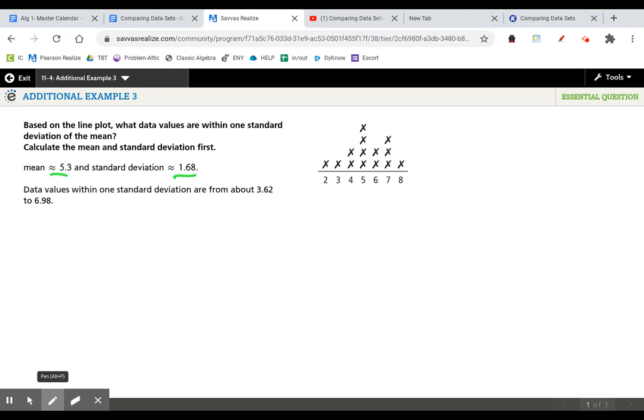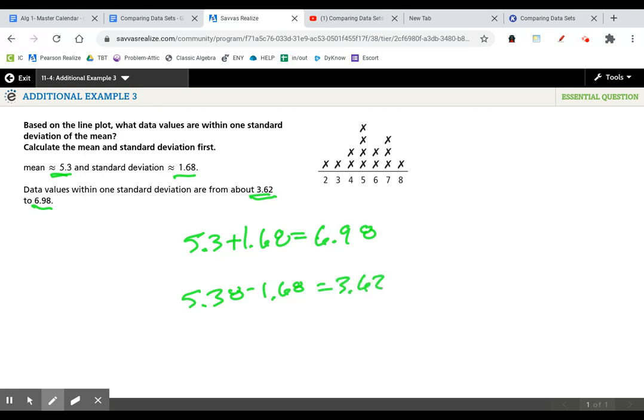It says the data values within one standard deviation are, so again, 3.62 to 6.98. So let's see, where did those numbers come from? 5.3 plus 1.68 gives us roughly 6.98. And then we take that mean, 5.3, minus 1.68, and we're given there 3.62. So where is above this number and where is below this number on our dot plot up above? They chose to use X's instead of dots. Well, above 3.62 we have here, and below 6.98 we have just right here.